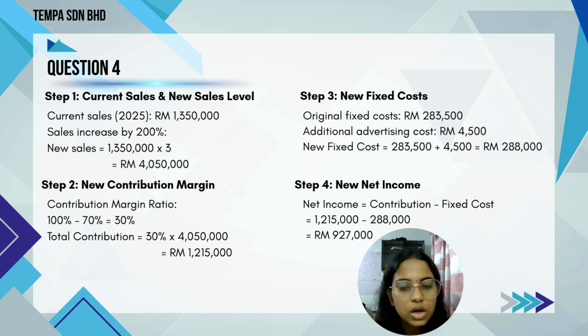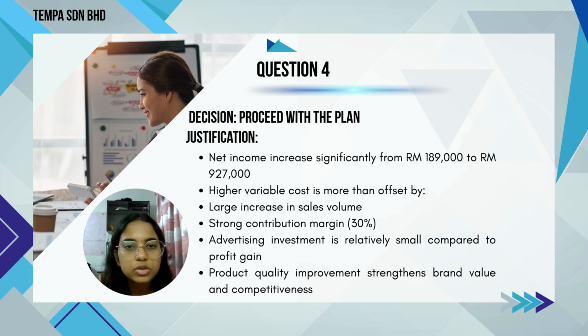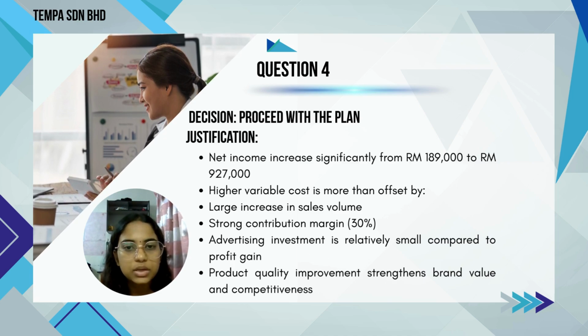The original fixed costs are 283,500 and with an additional advertising cost of 4,500 the new fixed cost becomes RM 288,000. Finally, net income is calculated by subtracting fixed cost from contribution, resulting in RM 927,000. Based on the analysis, the company should proceed with the plan. Net income increased significantly from RM 189,000 to 927,000.